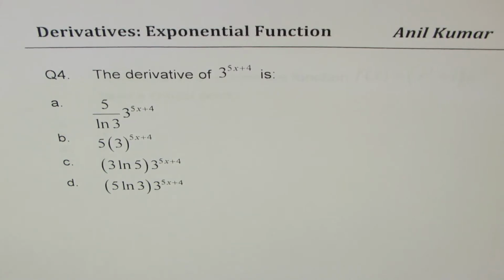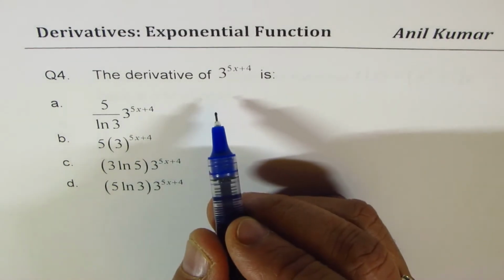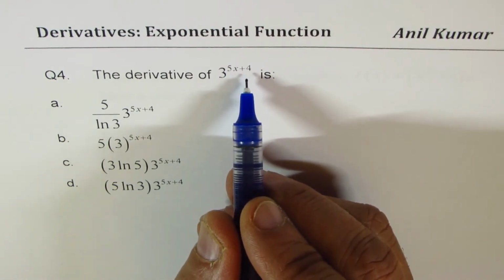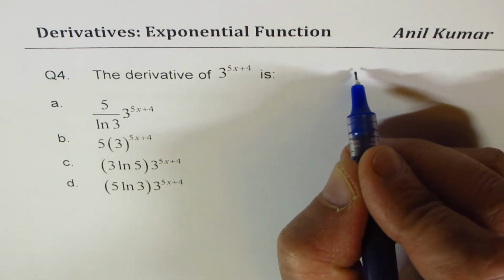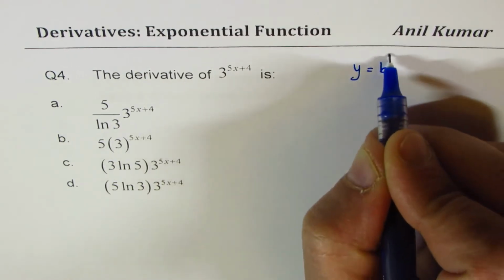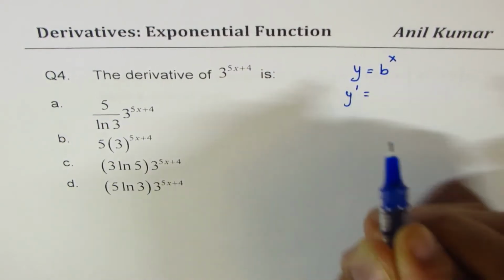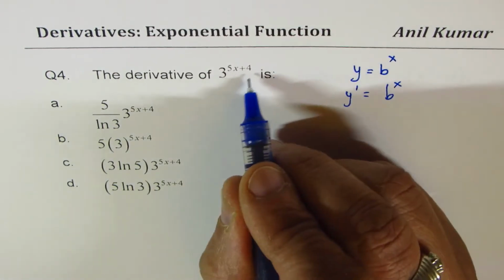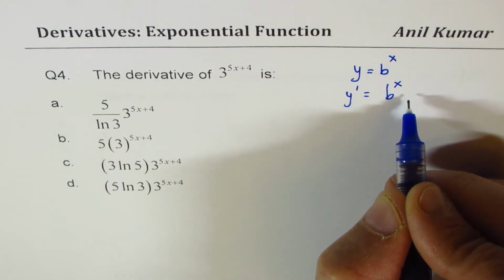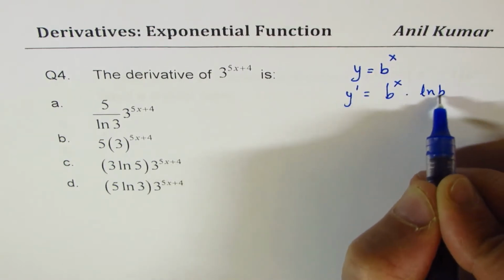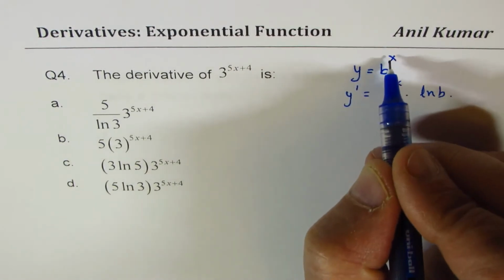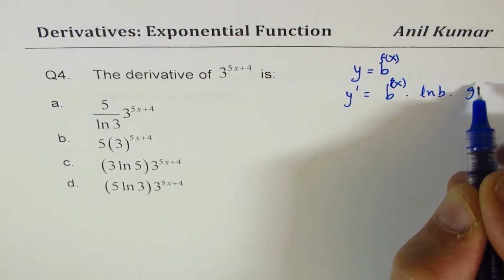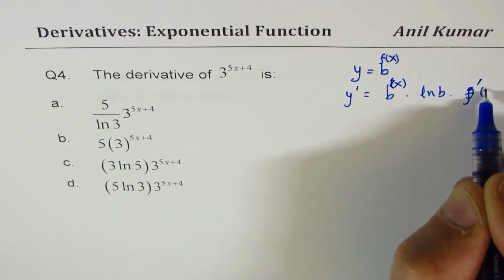Question number 4 here is find the derivative of 3 to the power of 5x plus 4, right? So you could use this formula: if you have y equals b to the power of x, then what is the derivative equal to? The function itself, b to the power of x, it is a function of function. Is that okay? So in this particular case, ln b times, I should have written here f of x, right? So it is f of x times the derivative of f of x, correct?